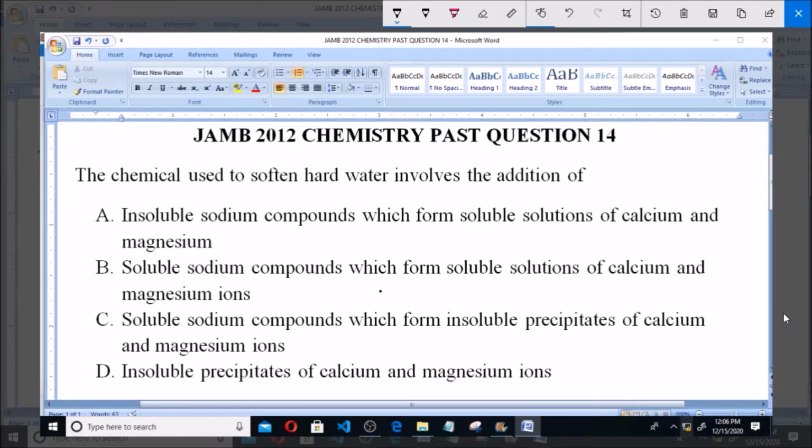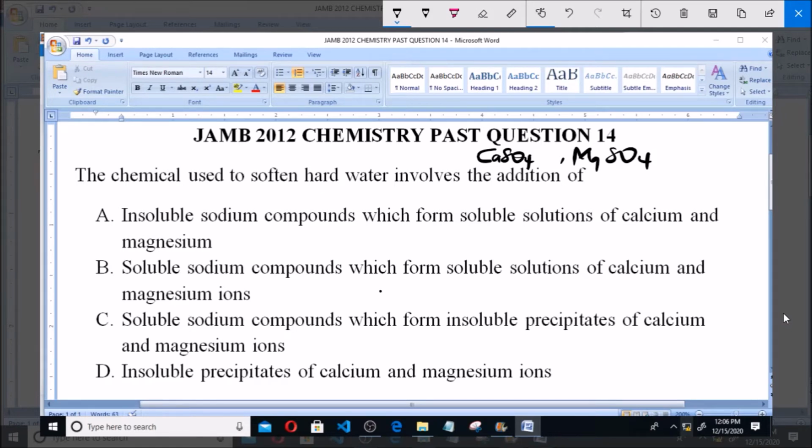But since we are looking at the permanent hard water, permanent hard water actually consists of soluble ions of calcium, like calcium sulfate, and also soluble ions of magnesium, like magnesium sulfate. Now in order to remove this hardness, we have to put in chemicals that turn these soluble compounds into insoluble compounds.